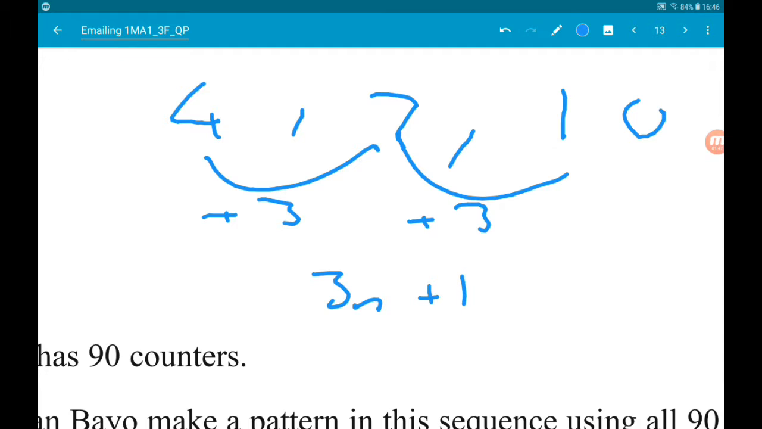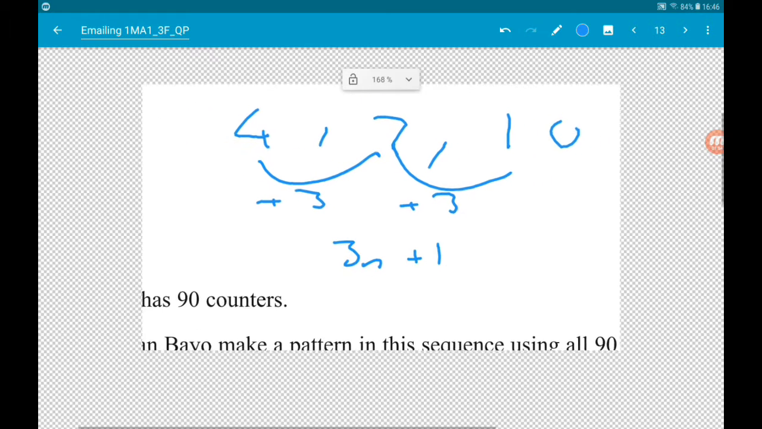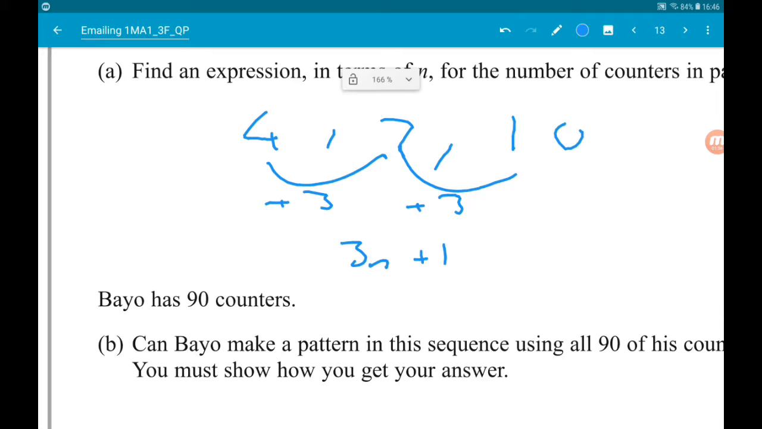Now we can always check this. When n is 2, we should get 7. So 3 times 2 is 6, and 1 is 7. When n is 3, we should get 10. 3 times 3 is 9, and 1 is 10.